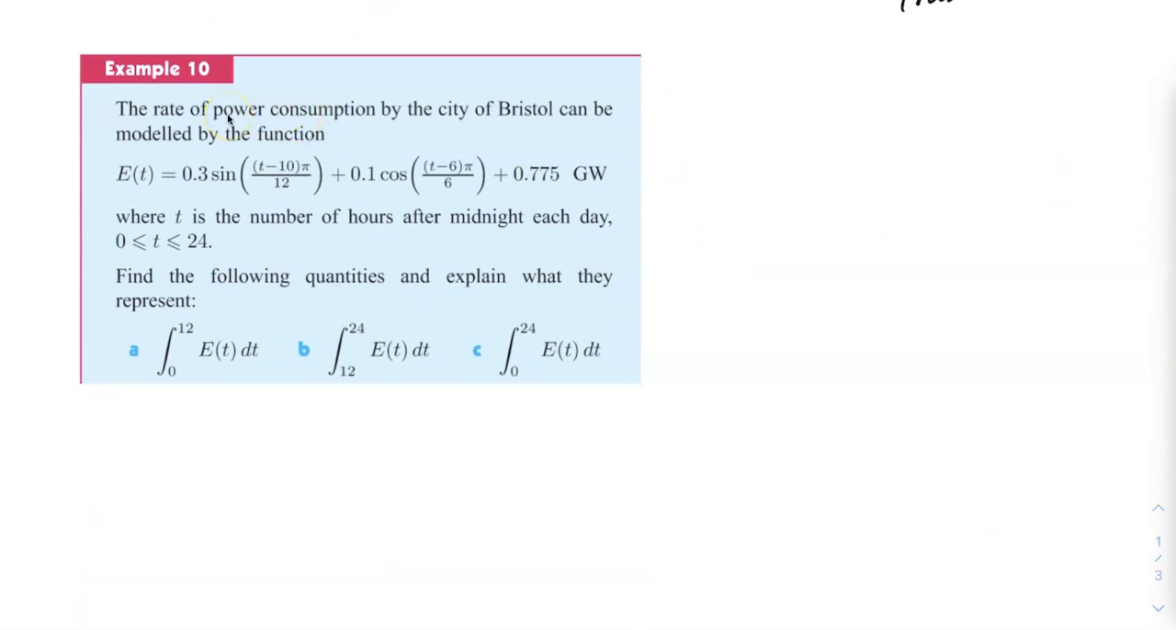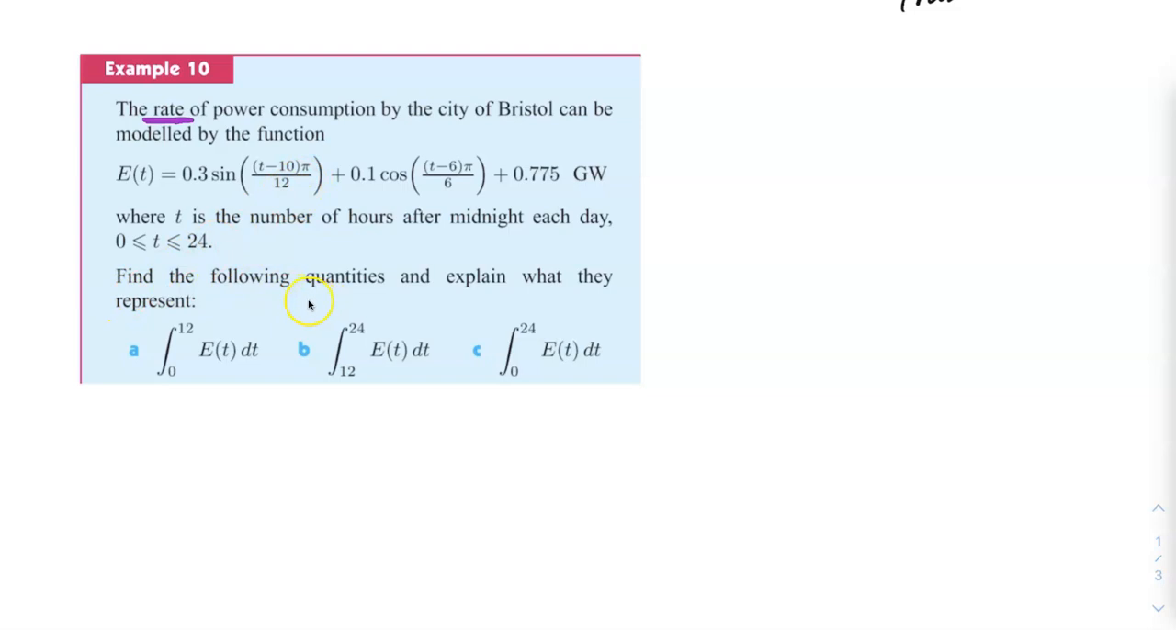The rate of power consumption by a city of Bristol can be modeled by this function. So this is the rate of power consumption. If I want the power consumption at 2 hours or something, I can plug in 2. It's in gigawatts, where t is the number of hours after midnight each day, and t is between 0 and 24. So if you want the power consumption at 3 a.m., plug in 3. At 10 a.m., plug in 10, and so on.